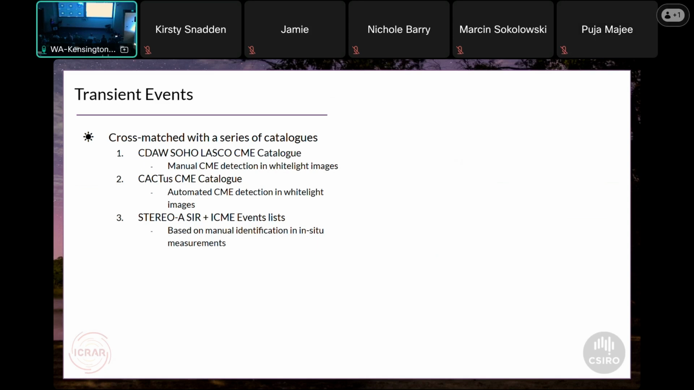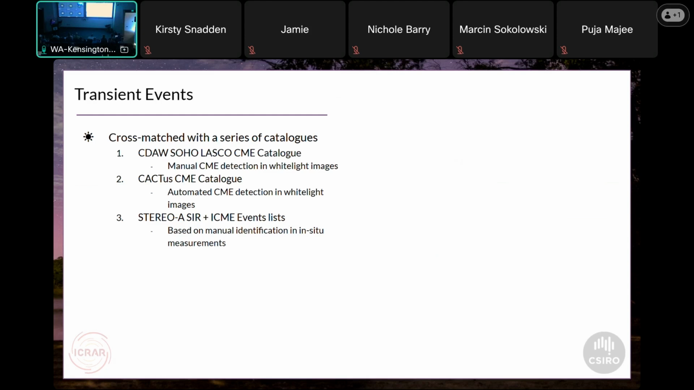And the first step was just to collect a bunch of catalogs. So we have 3 catalogs. The first 2 are CME catalogs based on the remote imaging that I was talking about, very close to the sun. One's manual, one's automated. If you want to hear my discourse about the difference between them, you can talk to me afterwards. But they only look at CMEs because you can image CMEs, but you can't image stream interaction regions.